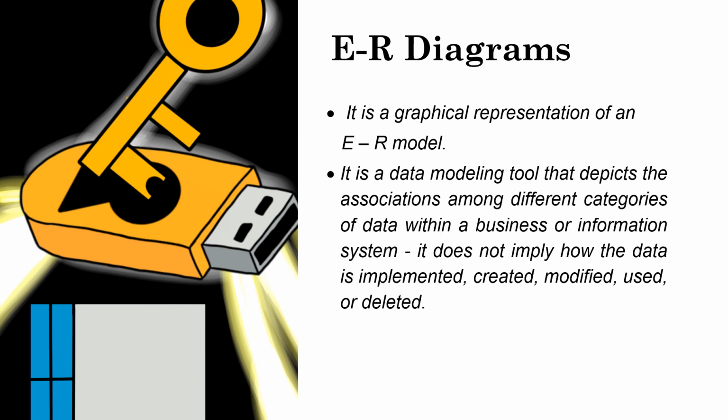The ER diagram is a graphical representation of the ER model. It is a data modeling tool that depicts the associations among the different categories of data within the business or information systems. So it does not imply how the data is implemented, created, modified, used, or deleted.